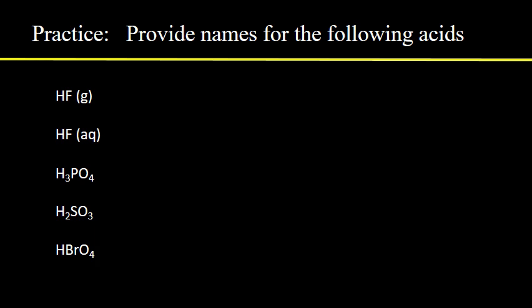All right, for the first one, we've got HF, and this is just two elements. So it's a binary acid. And for a binary acid, we have to be concerned with the state. Remember, the gases and the aqueous solutions are named differently. Since this is in the gas phase, we name it following the rules as if it was an ionic compound. So we call this hydrogen fluoride.